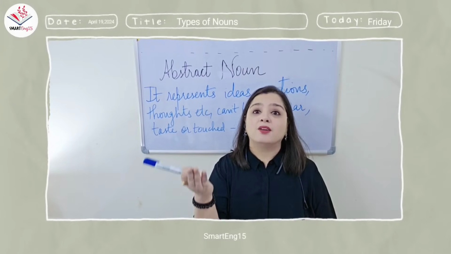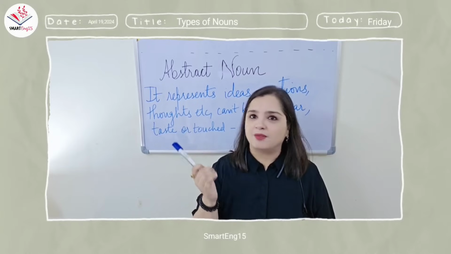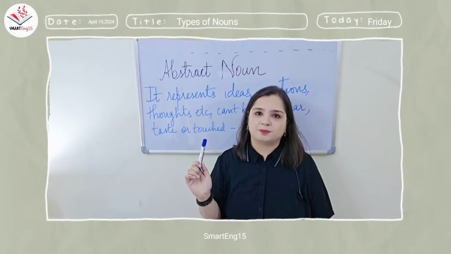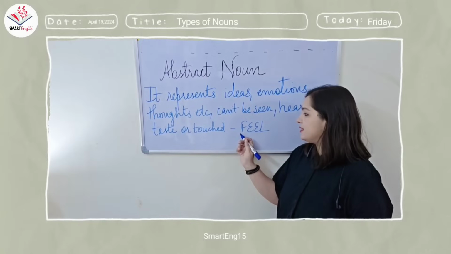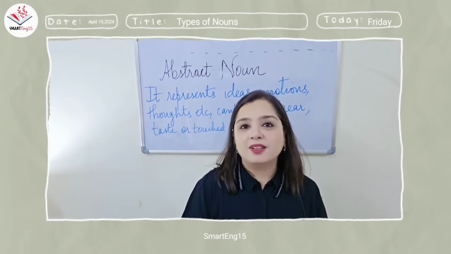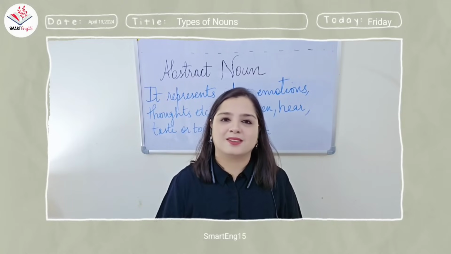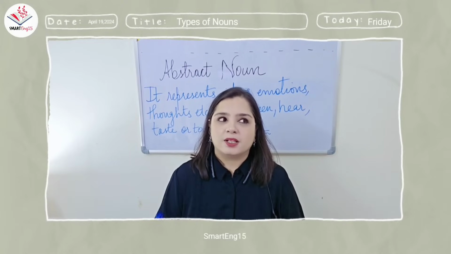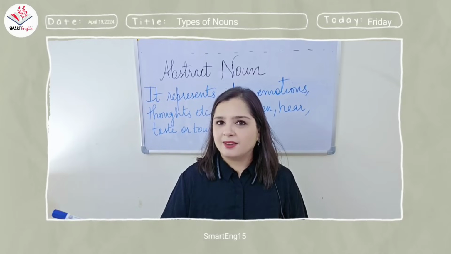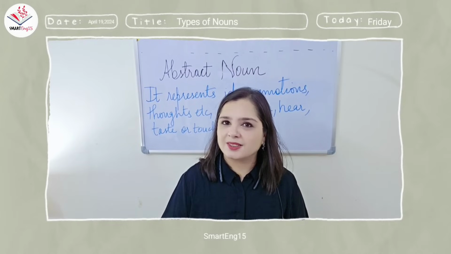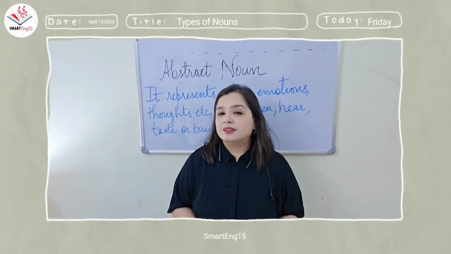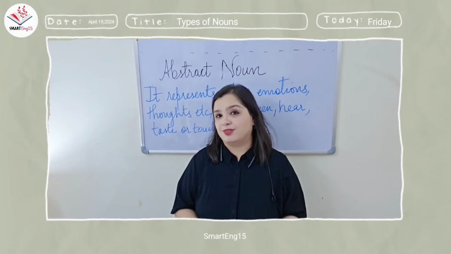Then what can we do? How can we recognize the abstract noun and its existence? It can be felt. So you can feel the abstract noun. Let's take an example. She is so honest. I can feel it because I know her, right? But can I see her honesty? Or can I touch it? Or can I taste it? No.